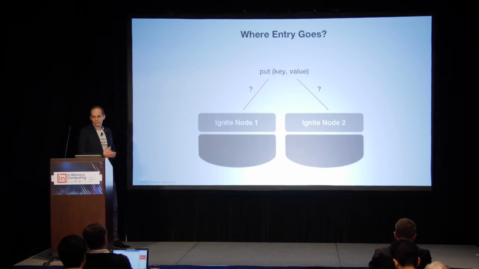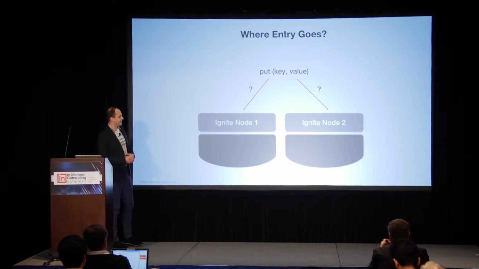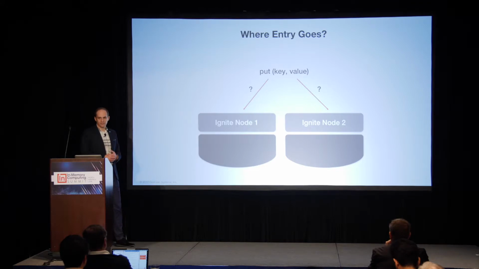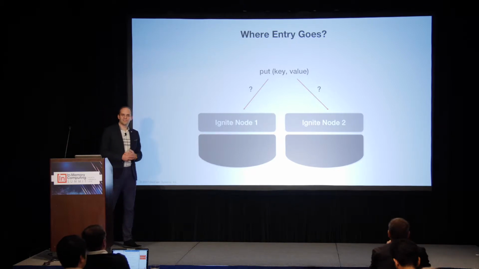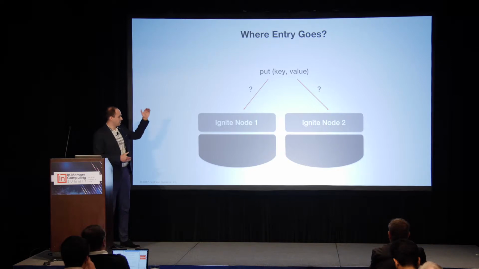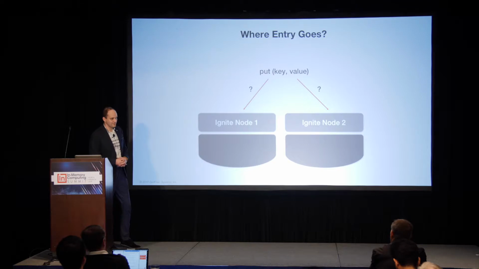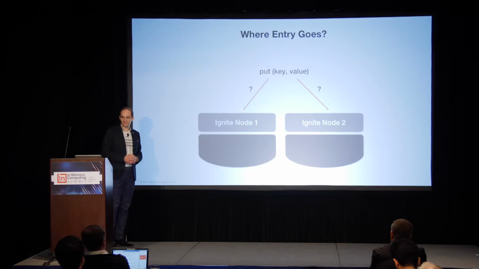So let's answer this question. We have a cluster of 2 nodes, for example, right? There's node 1 and node 2. And we want to save something in that cluster. So we're using key value APIs, and we want to put some key value pair into that cache. On the client side, you would just do the API invocation. You would just call the put method. But where would it be stored? That's the question we want to answer here.